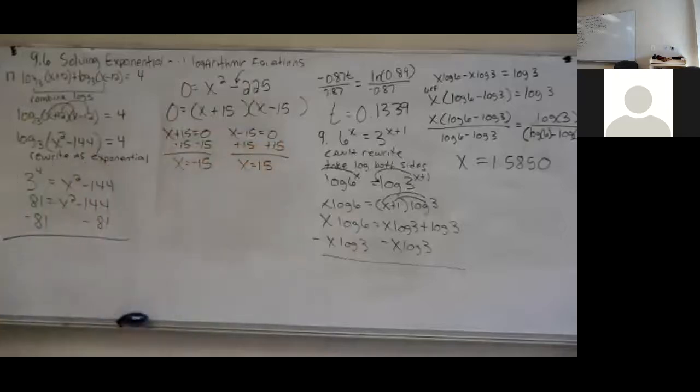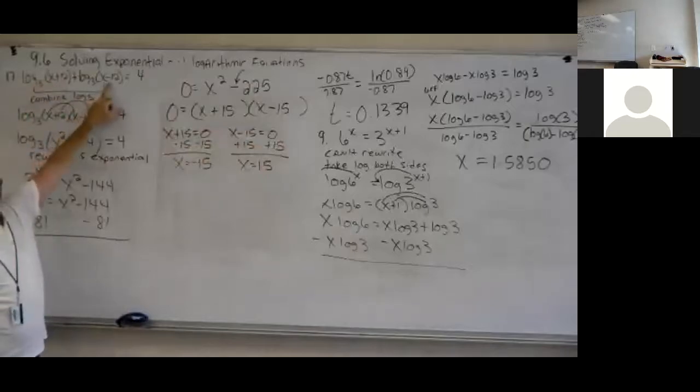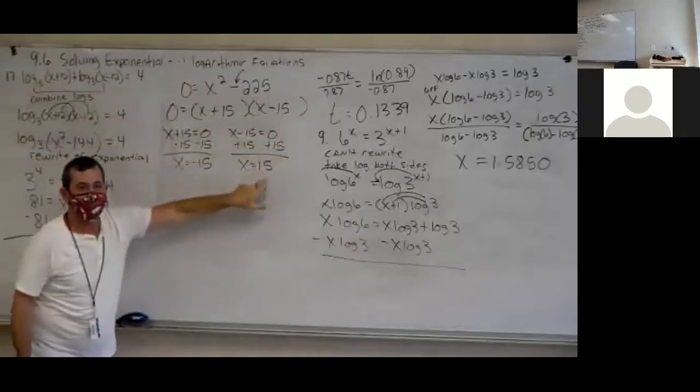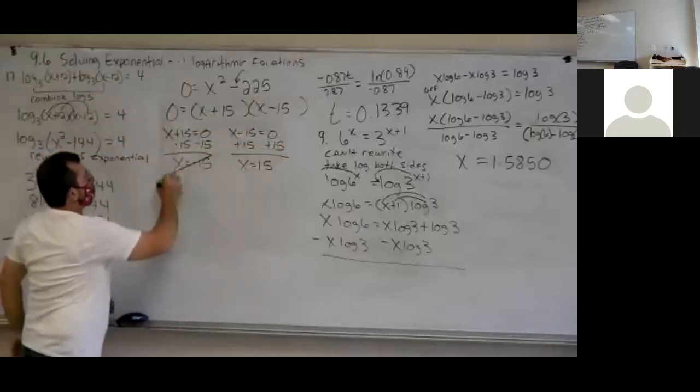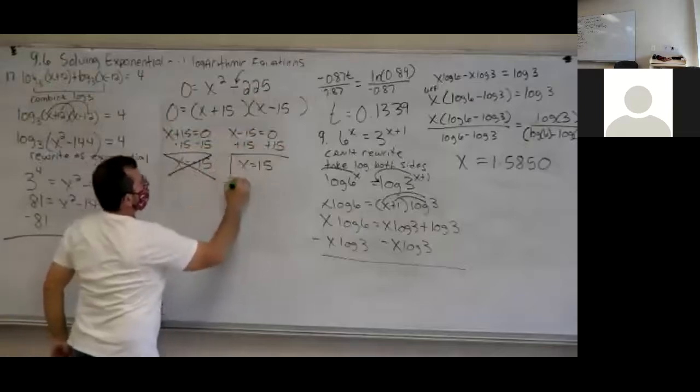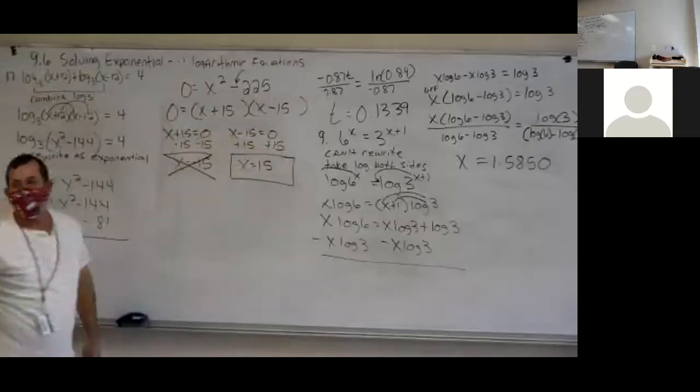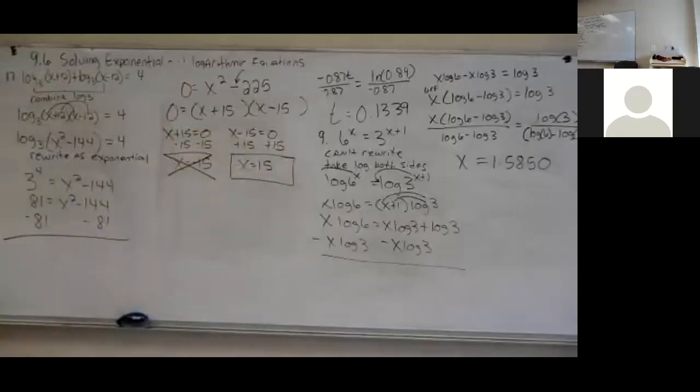Will I keep both of them answers? No. Because if you put that negative 15 here, negative 15 plus 12 is a negative 3. I can't take the log of a negative number. And then this one had to be some number bigger than 12 to keep it from being negative, right? Which was my 15. So once again, we cannot take the negative answers, and we're only going to keep that positive one. Okay.